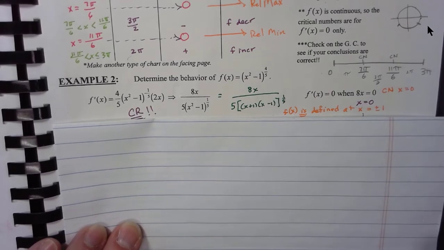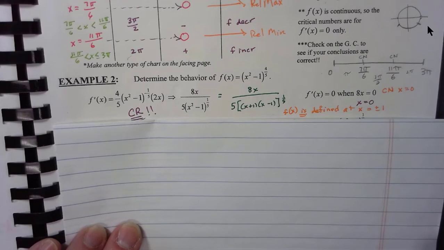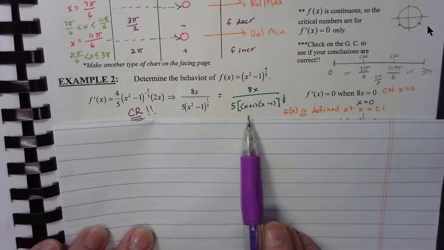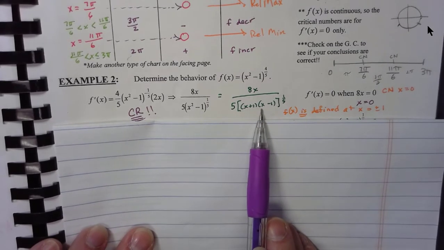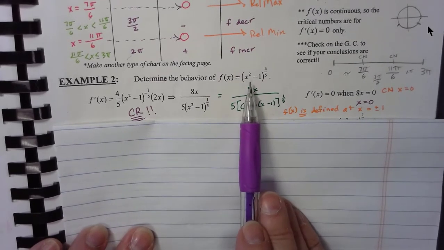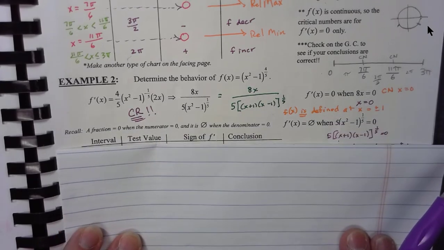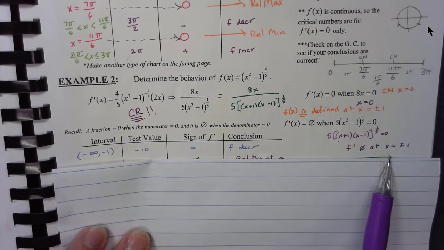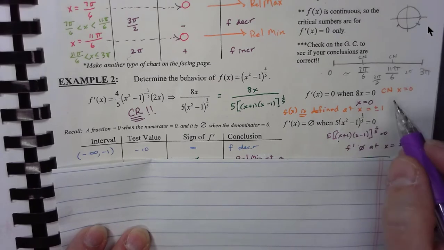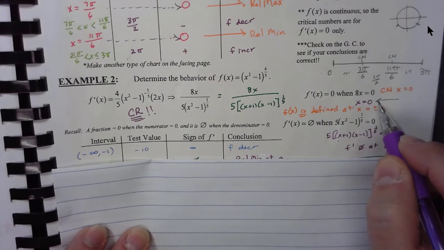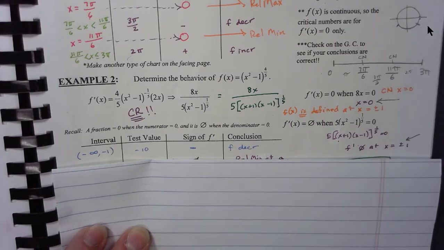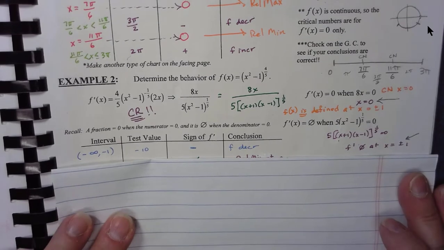Now we have an issue that we have to consider. When the first derivative is 0, that's easy. But our first derivative is undefined when x is 1, but the function itself is defined there, so we definitely have to look at that. So that's another critical number. So our critical numbers are at x equals 0 and at positive and negative 1, where the first derivative is undefined.